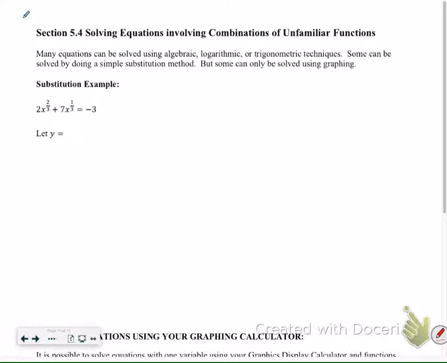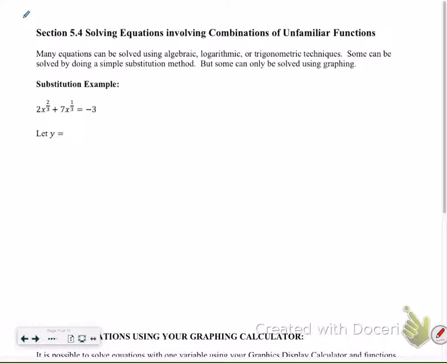Okay, and this is the last section in this chapter here, and you can see how everything is really kind of related. So it seems like there's a lot to remember, but especially with the graphing calculator, there's not as much as it seems. So this last one's about solving equations using combinations of unfamiliar functions, and you really already have done most of this before. It's just using your calculator to solve things.